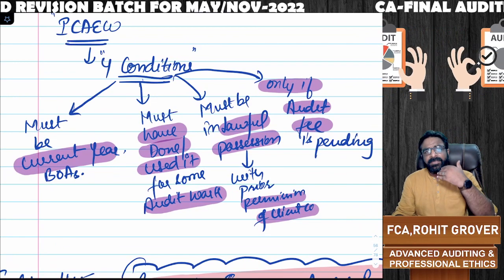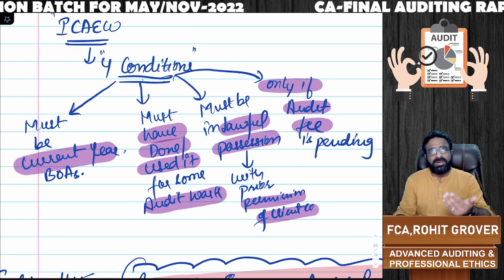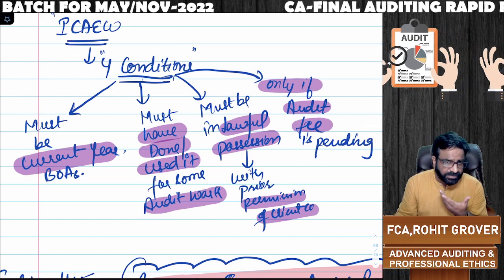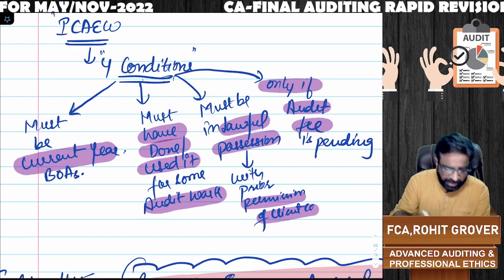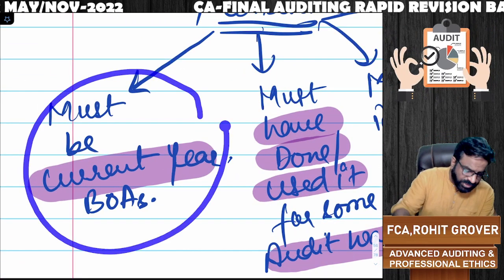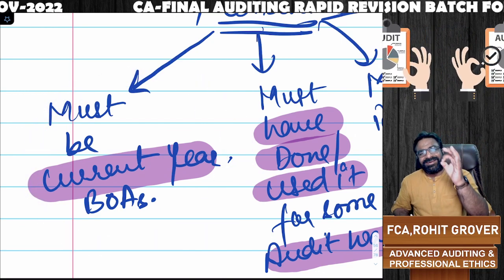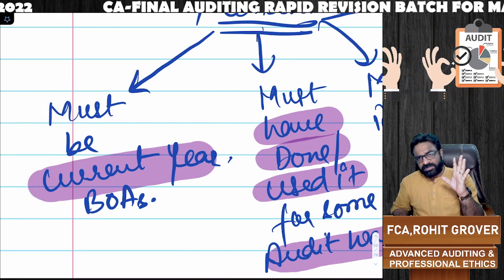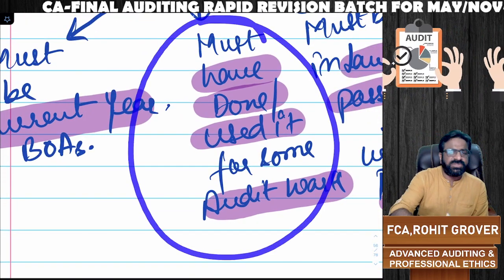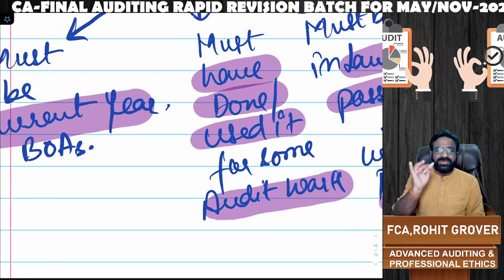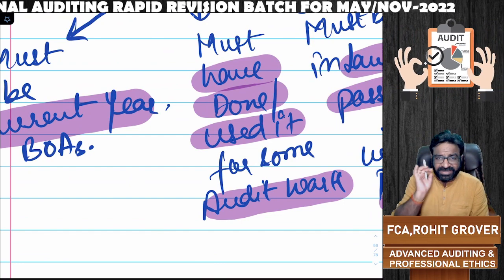Say for example, you have done the audit but your client is not ready to pay you the audit fees. In that case, you can have a lien over the books of accounts of your client, but those books of accounts must belong to which year? They must belong to the current year. And you must have used those books of accounts for some audit purpose, for some audit work. You must have used them.